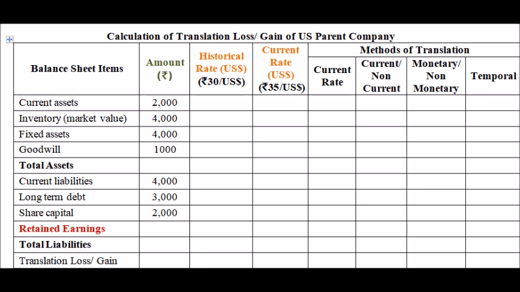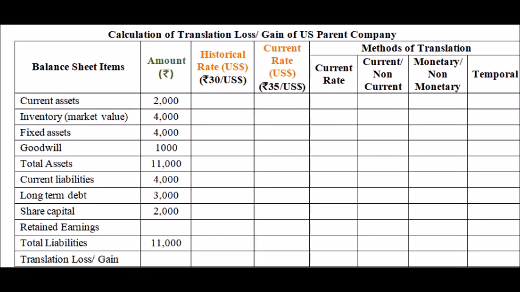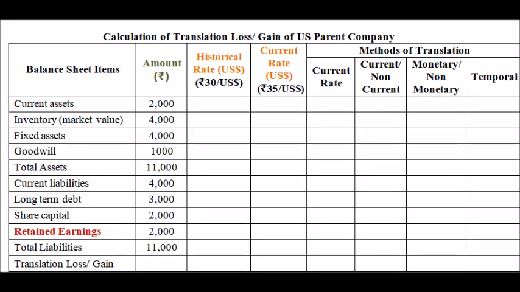Calculate total assets. We get rupees 11,000. Our total liability should also be rupees 11,000. Just copy the same figure of total assets. Calculate the balancing figure of retained earnings, that is 11,000 minus current liabilities, long-term debt, share capital, which are all the items on the liability side. We get the difference as rupees 2,000.